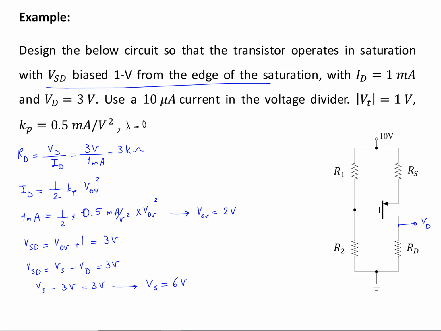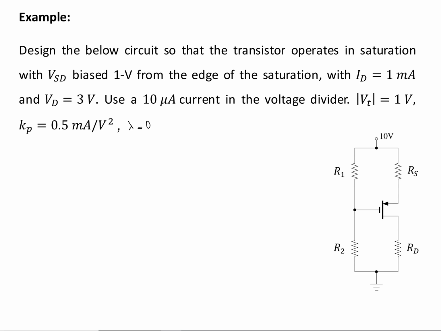I can get the source resistor value. So Rs is equal to 10 volts, that is VDD, minus Vs, which is 6 volts, divided by ID, which is 1 milliamp. So it's going to be equal to 4 kilo ohm. Now I have the values for Rs and Rd. So far I have Rd equal to 3 kilo ohm, and Rs equal to 4 kilo ohm. So this is one of my unknowns, and this is the second one.